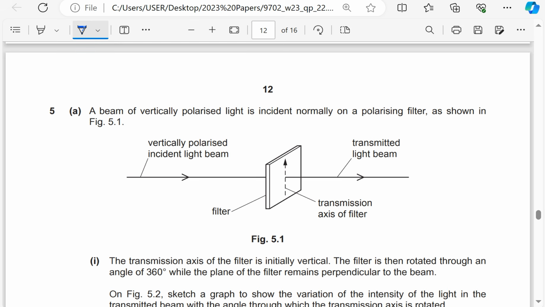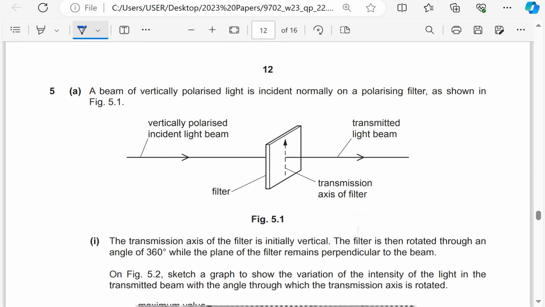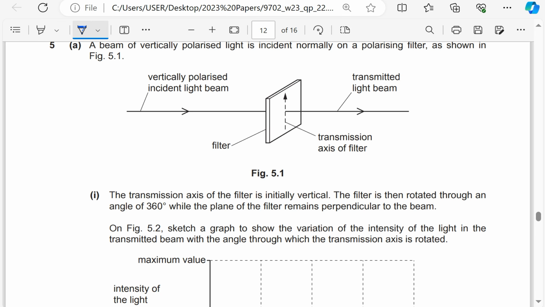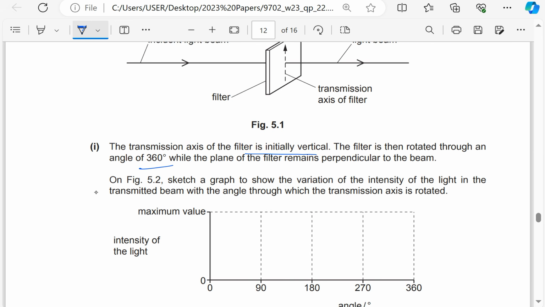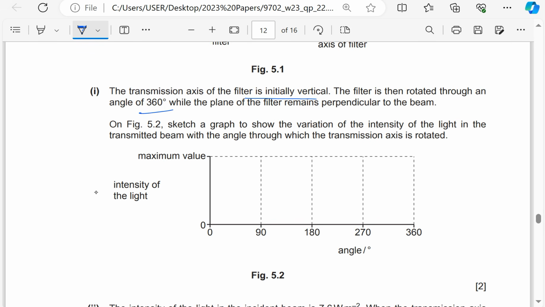Then this is waves. A beam of vertically polarized light is incident normally on a polarizing filter as shown. The transmission axis of the filter is initially vertical. The filter is then rotated through an angle of 360 degrees, while the plane of the filter remains perpendicular to the beam. On the figure, sketch a graph to show the variation of the intensity of the light in the transmitted beam with the angle.